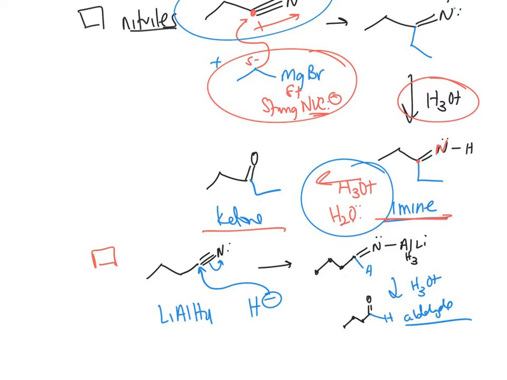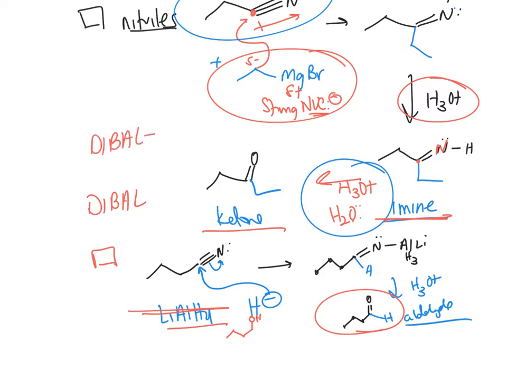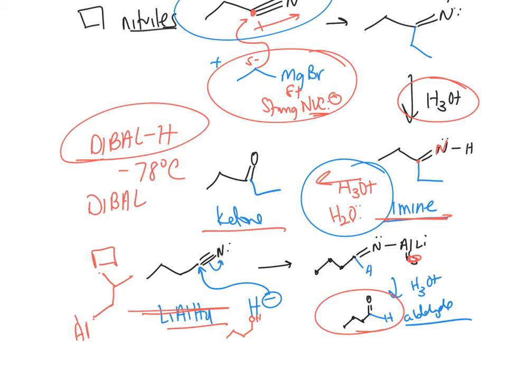So that's one way to make an aldehyde, but it's really not lithium aluminum hydride, because that would be too strong. We know that lithium aluminum hydride would reduce this all the way down to the alcohol, so don't make that mistake. So what kind of hydride delivery? It's called DIBAL, and sometimes you'll see it as DIBAL-H. You have to do this at minus 78 degrees Celsius. DIBAL is diisobutylaluminum hydride.